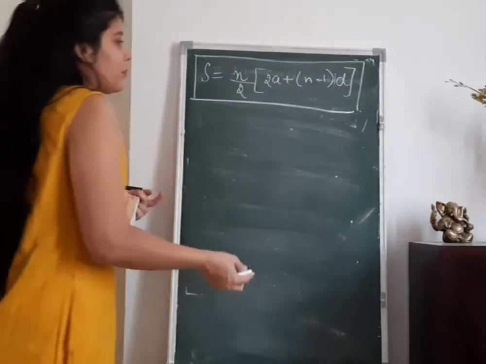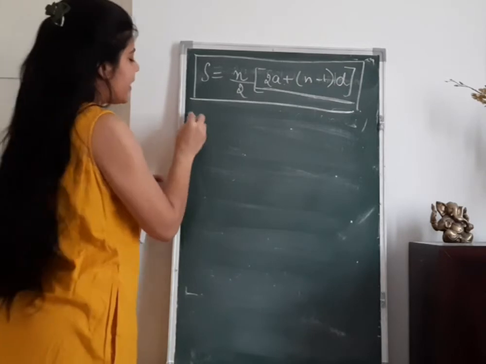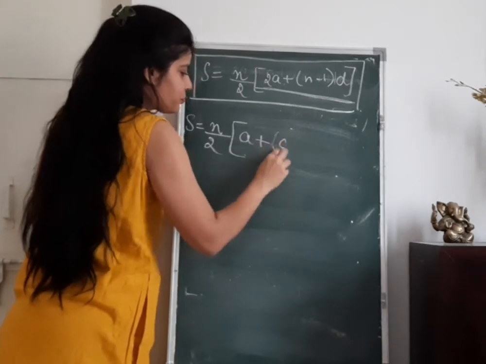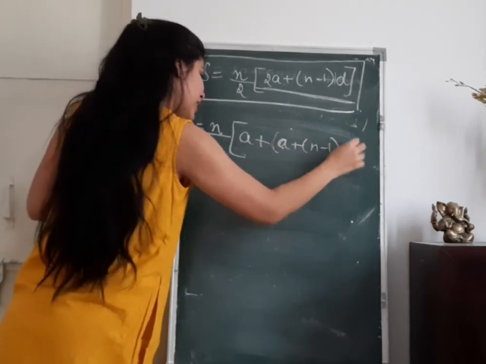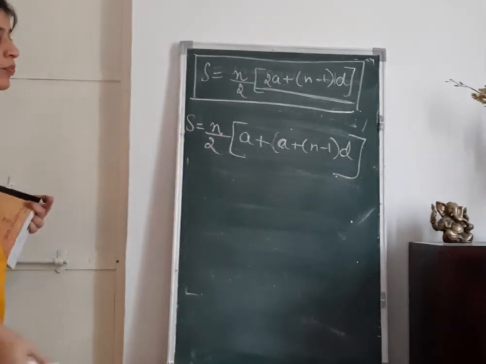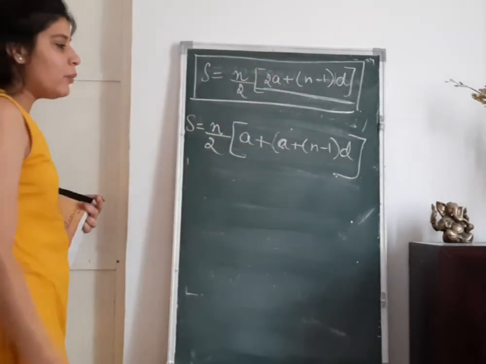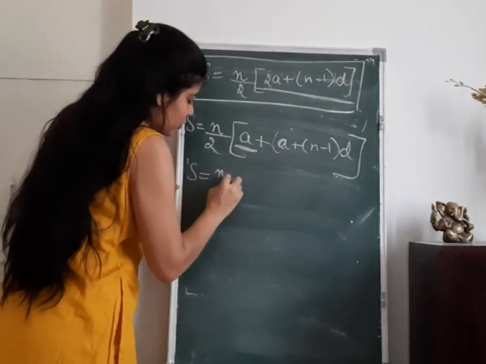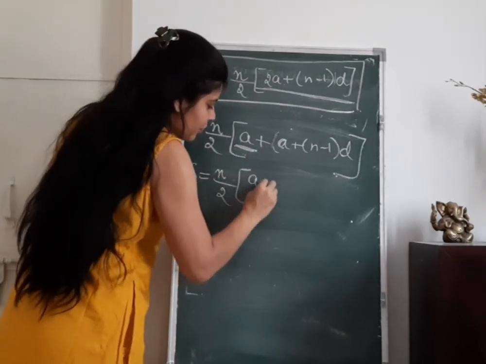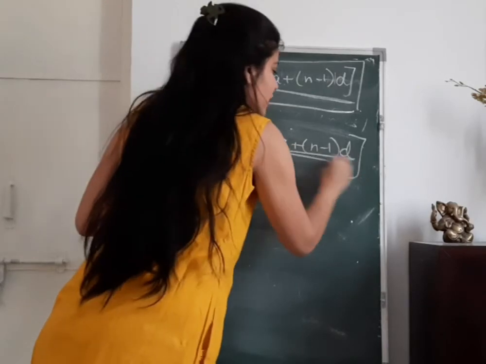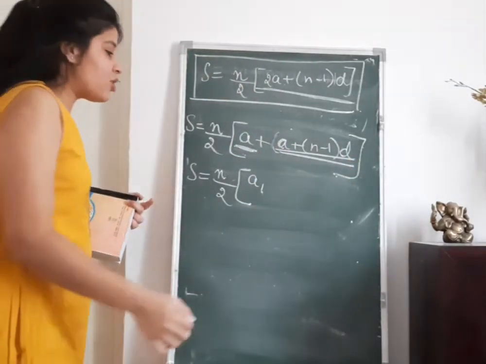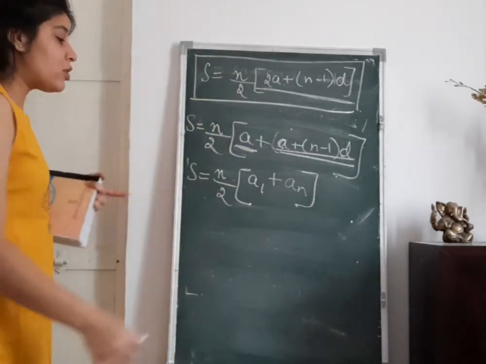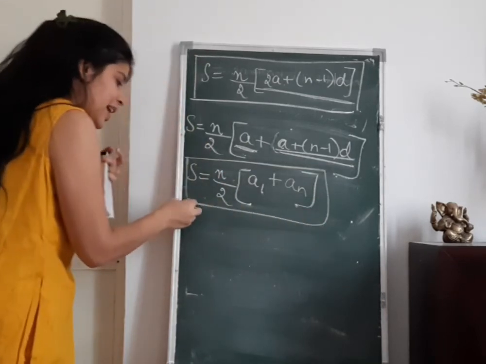Now see, can I write this as S is equal to n upon 2, A plus n minus 1 into D? Can I break this? A is the first term of an arithmetic progression, so I can say n upon 2 into A1, and A plus n minus 1 into D is the nth term of this arithmetic progression. That will become A1 plus An. So S is equal to n upon 2, A1 plus An.